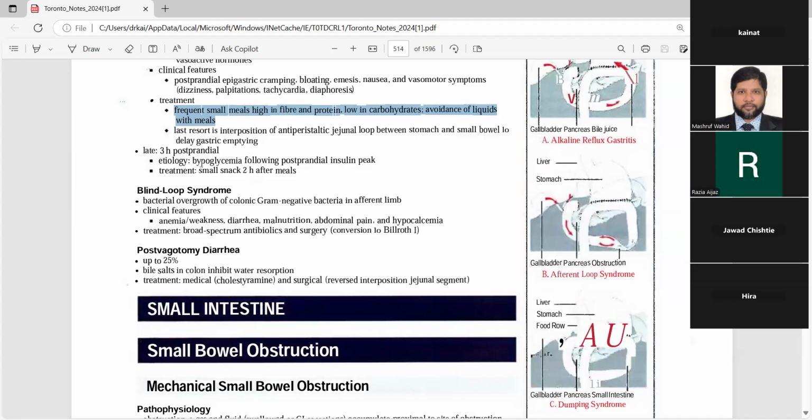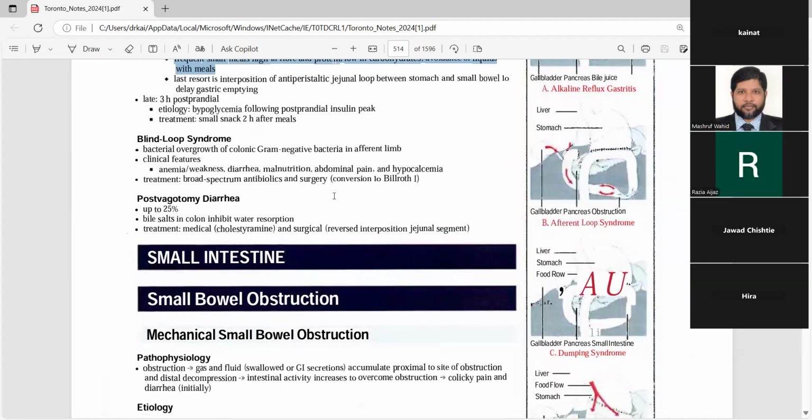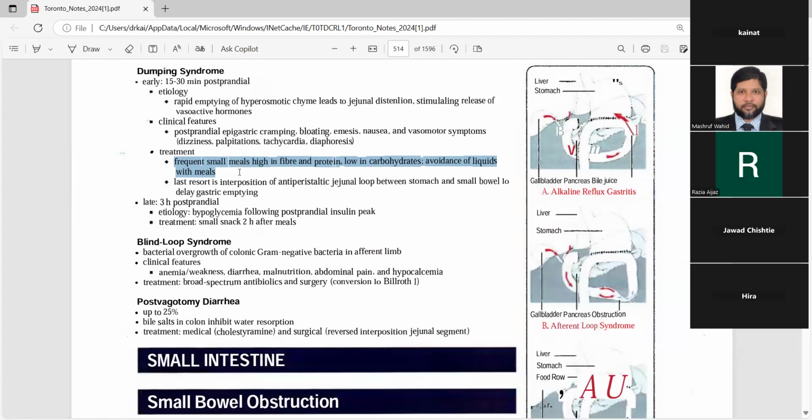And then this one, hypoglycemia following the postprandial insulin peak. Okay, then blind loop syndrome is basically treated with antibiotics. You have to give the antibiotics. I hope I'm not making things complicated for you. I'm giving you things from which you have to read. So don't read everything regardlessly. Just read the important things how I told you.